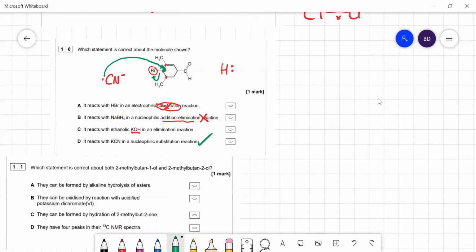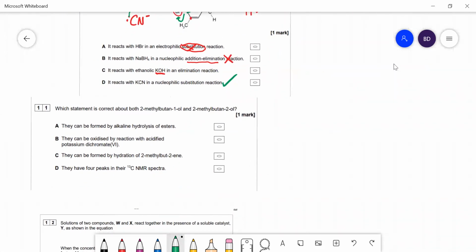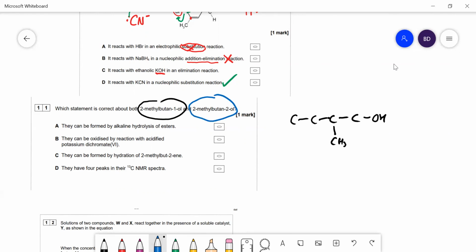Right, 11. Right, which statement is correct? It's about these two alcohols. Now, the best thing to do is just quickly sketch them out. So we've got 2-methyl butanol, like that. So that's a primary alcohol. But this one here, if you draw it out, it's not immediately apparent looking at the name. If you draw it out, you'll see that that is actually a tertiary alcohol, which will make things right.